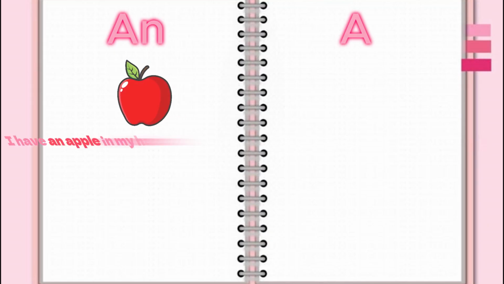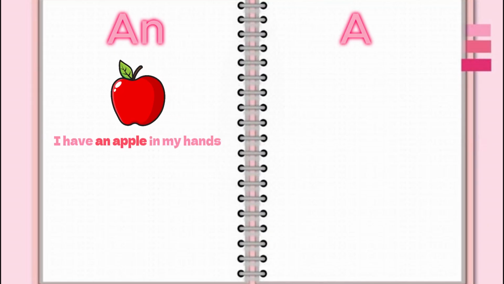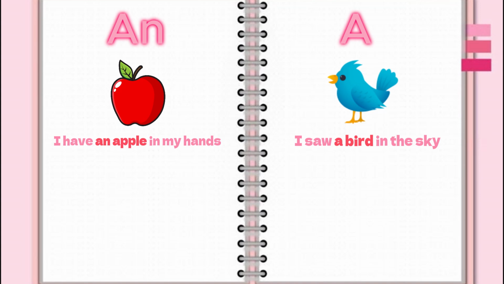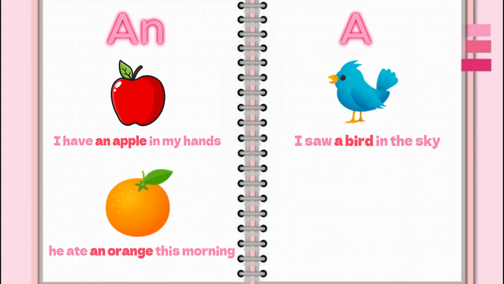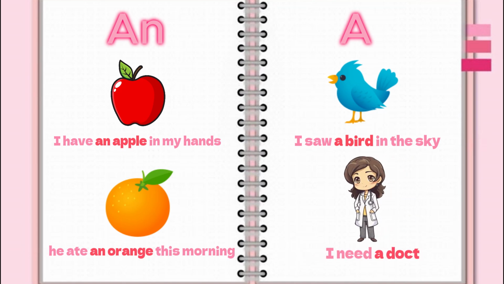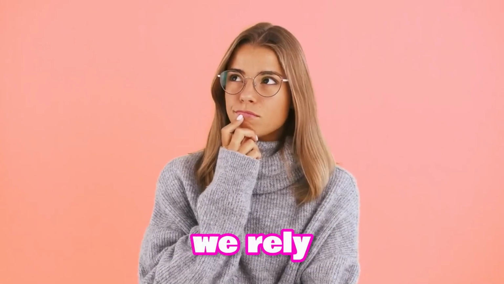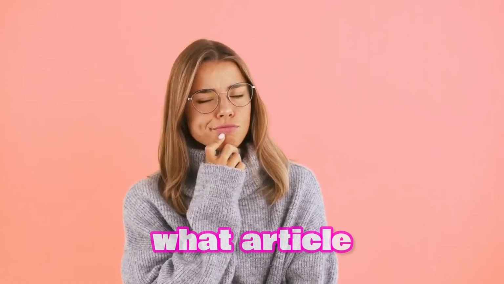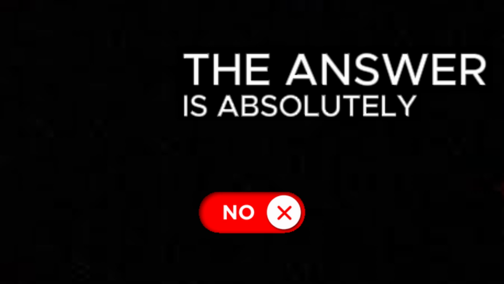Examples: an apple. I have an apple in my hands. A bird. I saw a bird in the sky. An orange. He ate an orange this morning. A doctor. I need a doctor. But do we rely on letters in order for us to know what article we should use before a word? The answer is absolutely no.